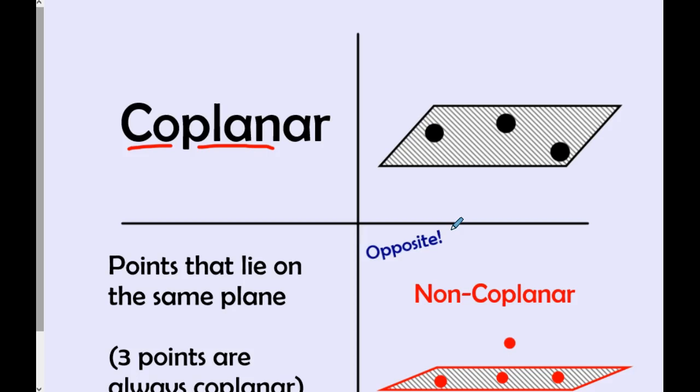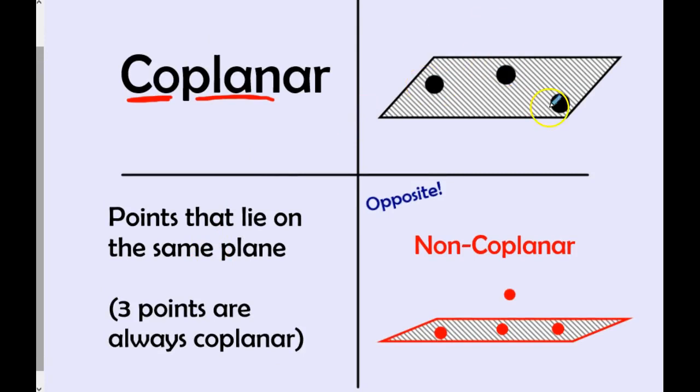Now, if you remember collinear yesterday, collinear is when points share a line. Remember, co means share, linear means line. So for coplanar, co means share, planar means plane. Okay?